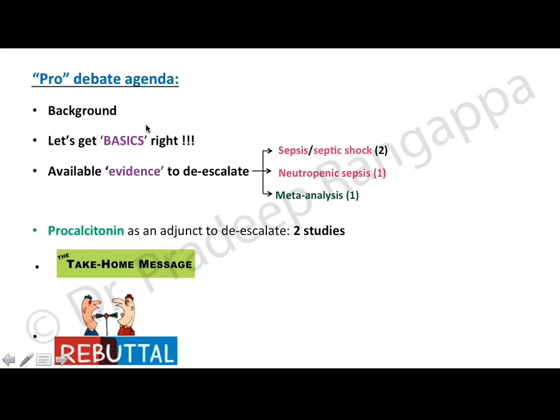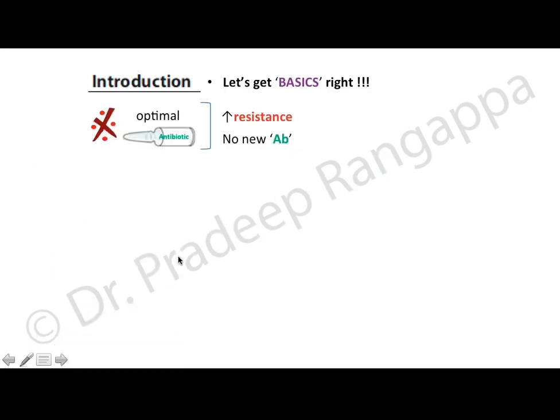So the debate agenda was we'll cover a bit on the background. Let's get the basics right. What do we understand about this whole antibiotic and its de-escalation? And we look into the available evidence to de-escalate antibiotics in sepsis and septic shock. There are two studies. In neutropenic sepsis, there is one study and there is one meta-analysis where they have looked into the outcomes of patients where antibiotics were de-escalated in culture negative sepsis. Then we'll touch on procalcitonin as an adjunct to de-escalate. So there were two studies, take home message and rebuttal.